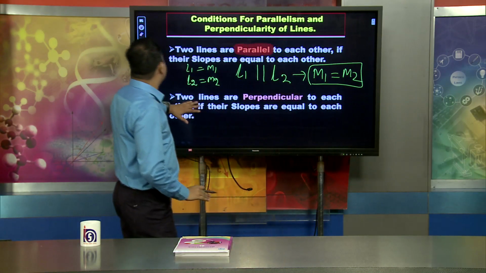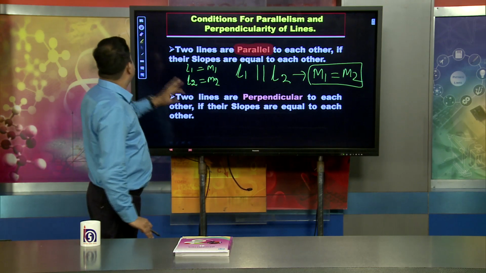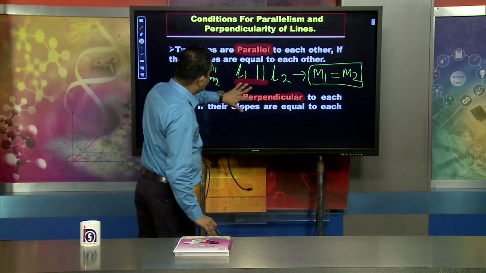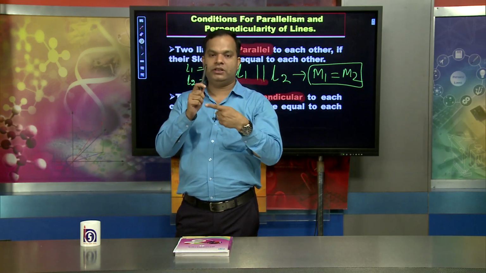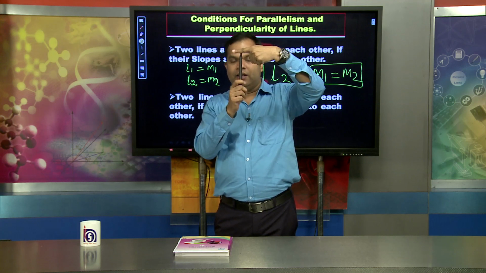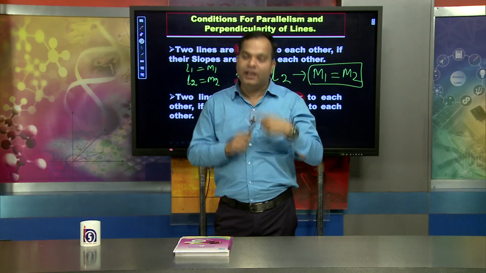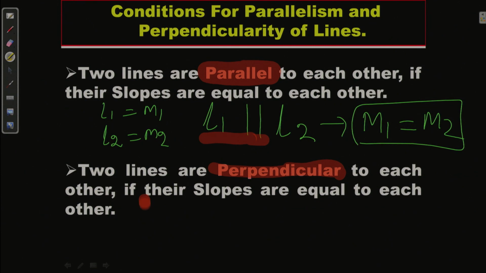Now the second condition. Remember, two lines are said to be perpendicular when one line makes an angle of 90 degrees with the other. Suppose this is my finger and it is perpendicular to this pen, that means my finger makes an angle of 90 degrees, then we can say this is perpendicular. This is the perpendicular symbol, and perpendicular means it makes 90 degrees.